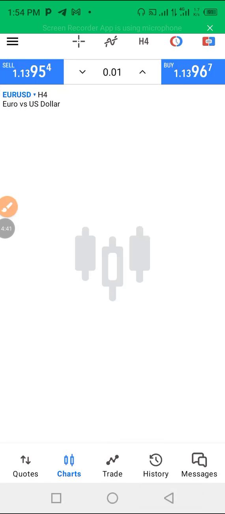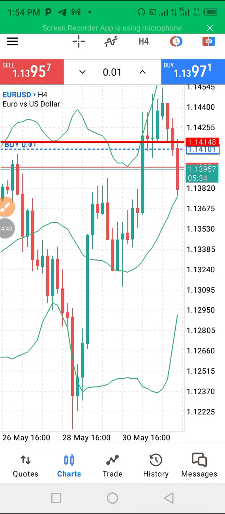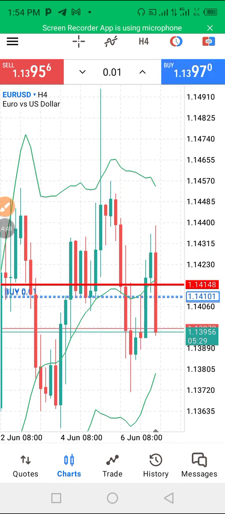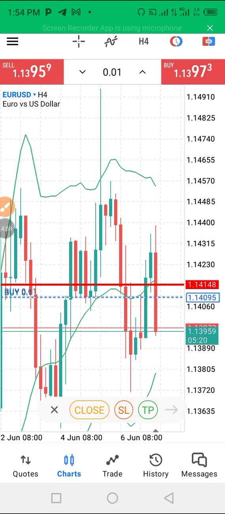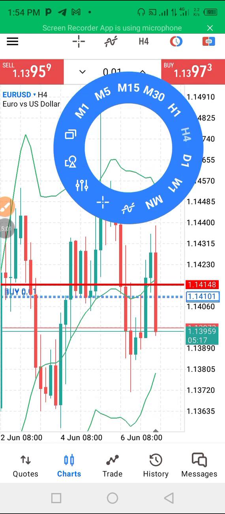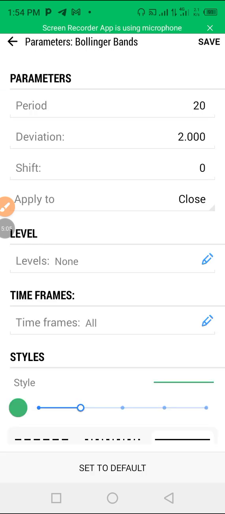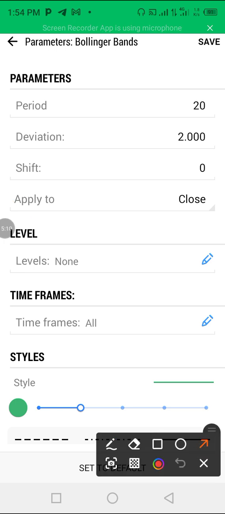You can see that we already have lines on our chart. Now, the lines on our chart are kind of greenish, and you can change the color if you want. Like me, I don't like this color, so I need to change it. I go back to the F, tap on it, and then I go to Bollinger Band. You see this color? Let me point to it. You tap on it, and once you tap on it, you can change the color to whatever color you want.